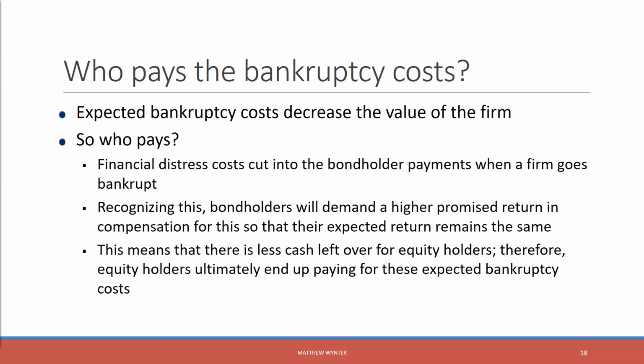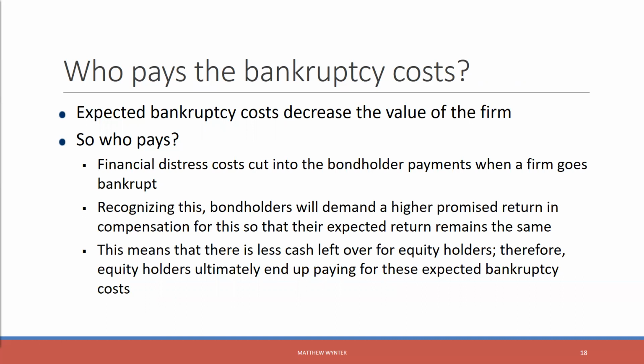And if I'm a bondholder and I know that if the firm becomes financially distressed, they're not going to be able to pay me back, what I'm going to require is a higher promised return in order to compensate me for the expectation that if things go bad, the firm won't be able to pay me back. So we'll do a few examples to show how that works.